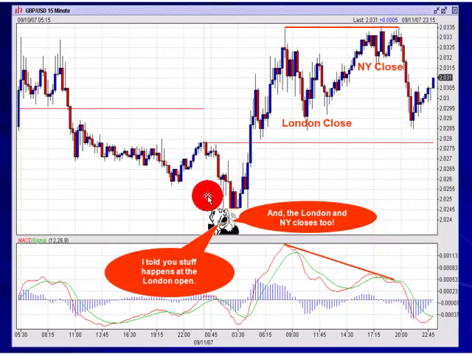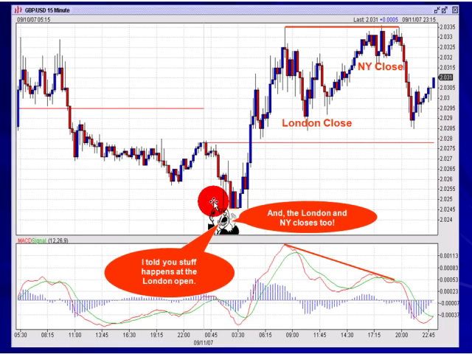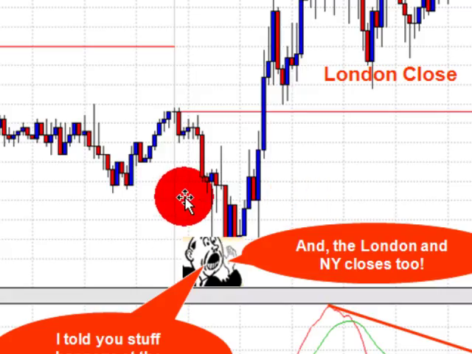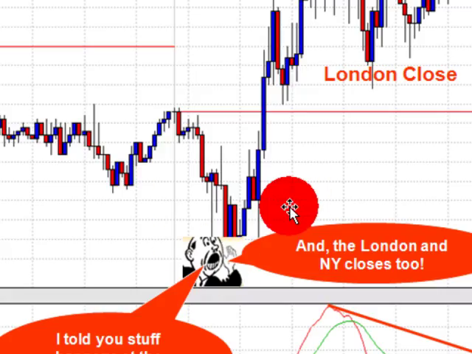Look at this. Pound dollar, nice swing at the London Open, 3:30 a.m. Eastern Time in this particular example. Look at this nice swing in price. This is where the money is, friend. That market opens and closes.